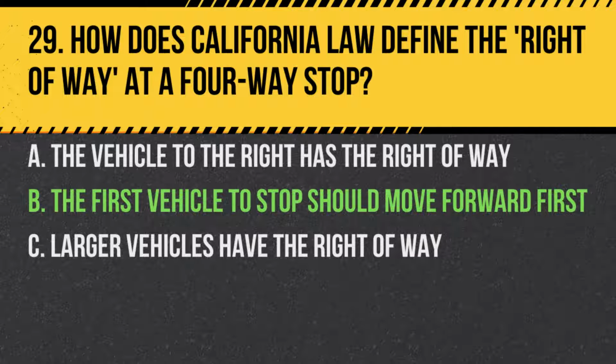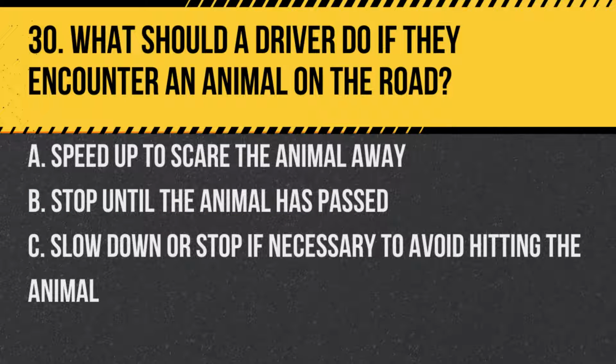Answer: B. The first vehicle to stop should move forward first. If two vehicles arrive simultaneously, the vehicle on the right has the right-of-way. Question 30. What should a driver do if they encounter an animal on the road?